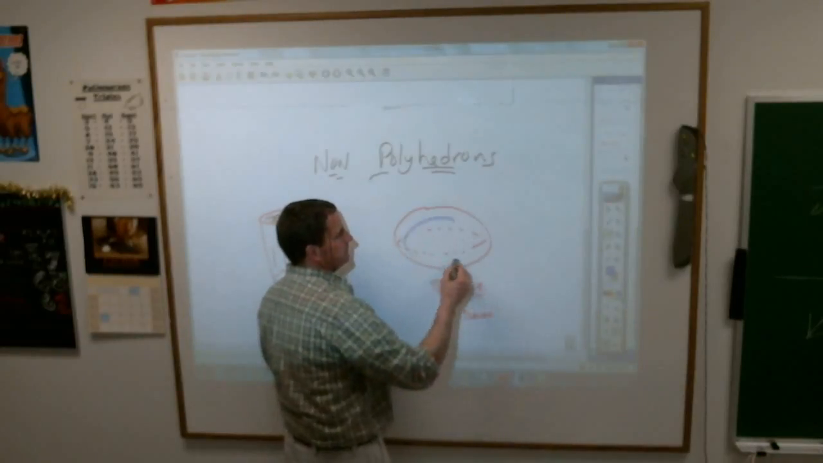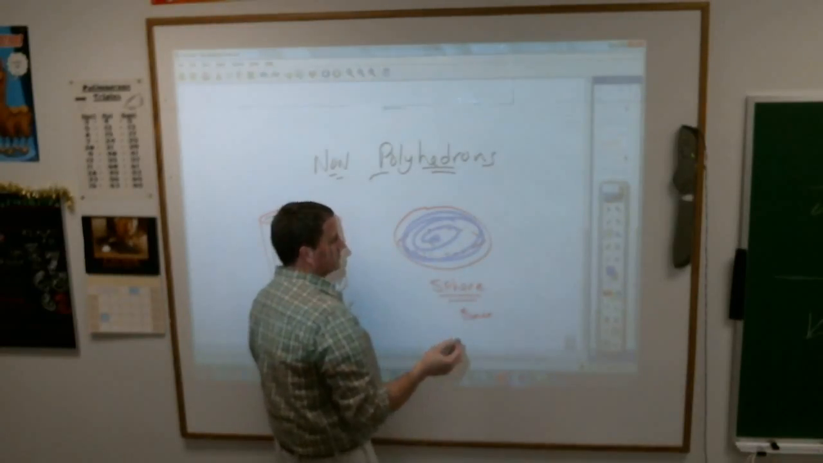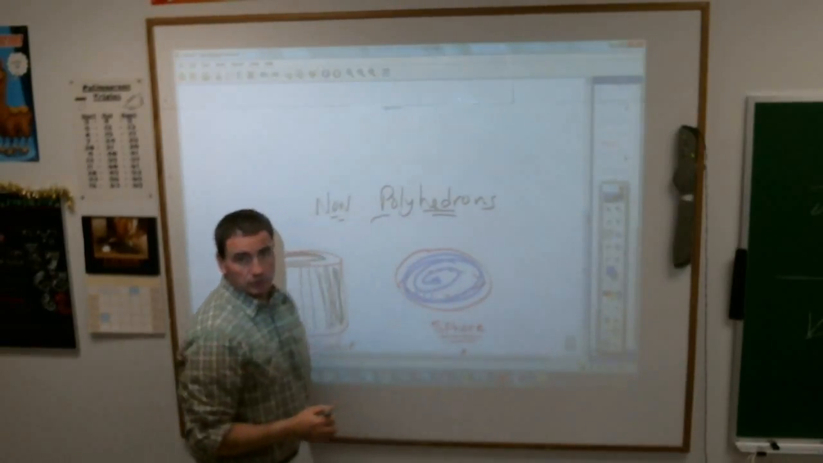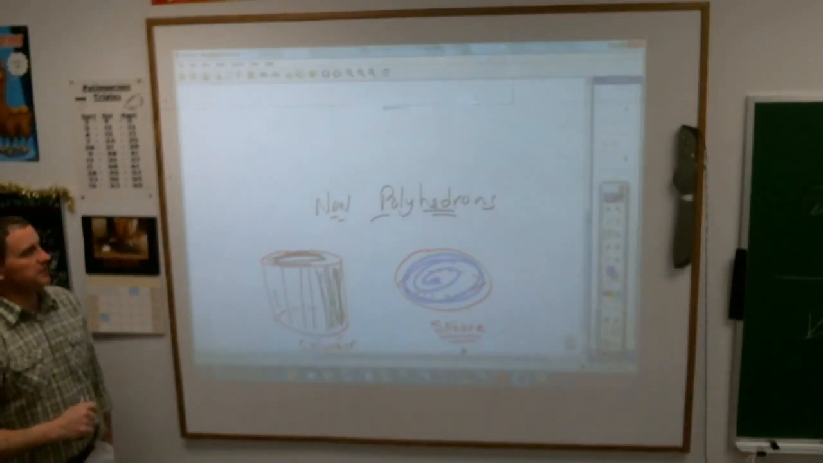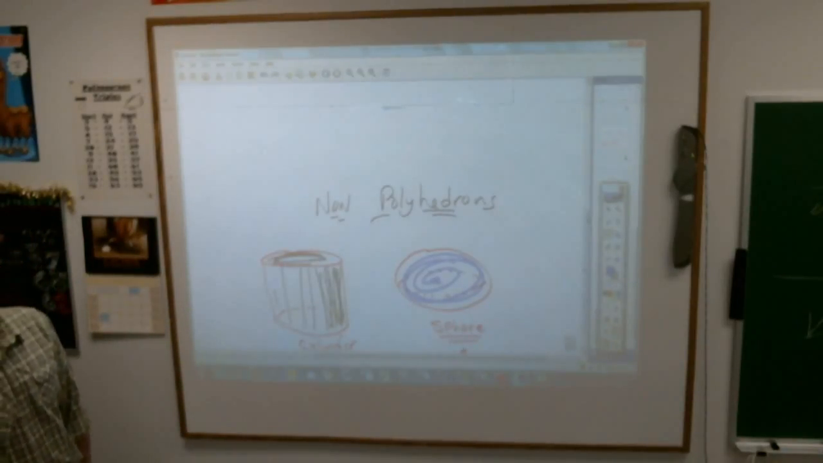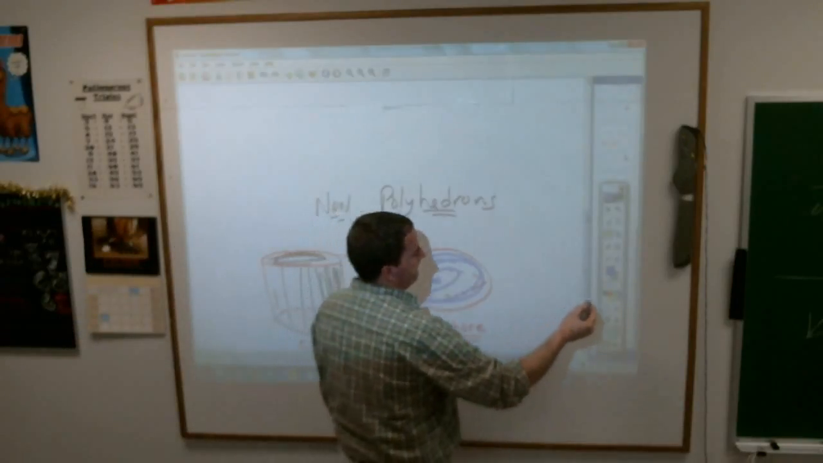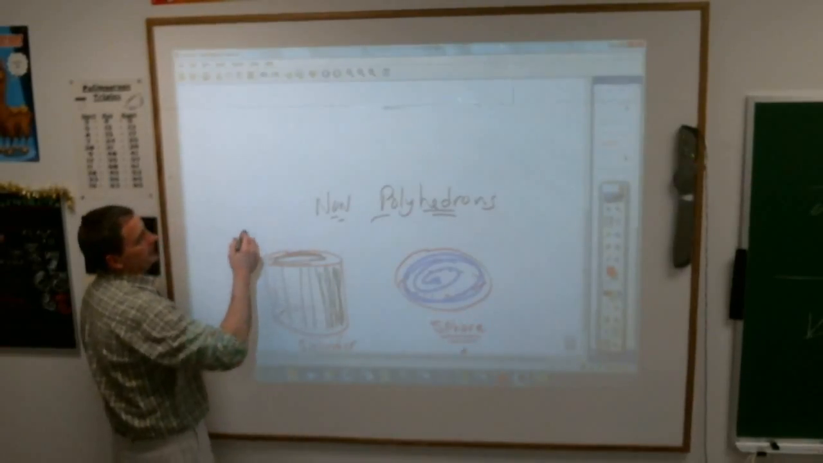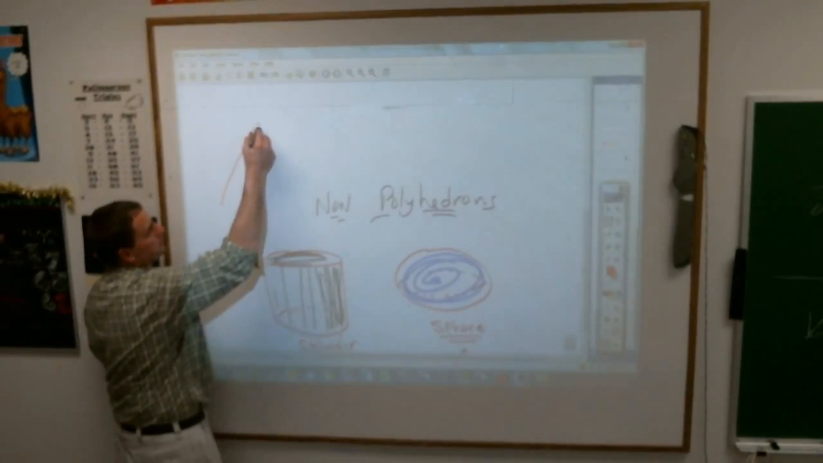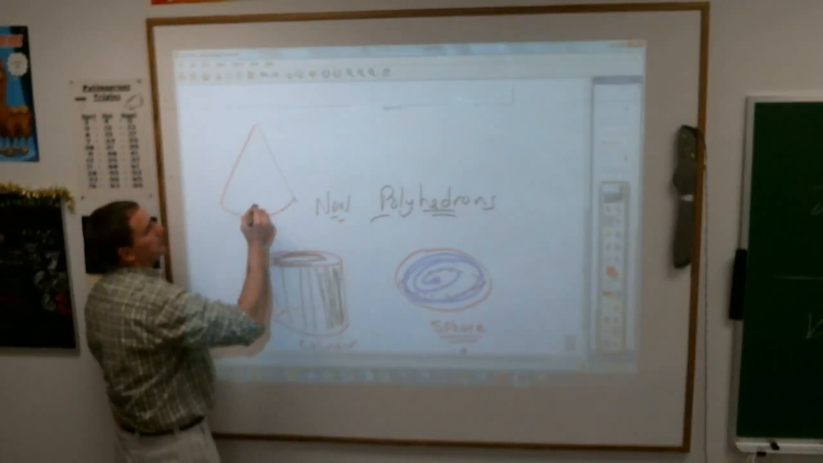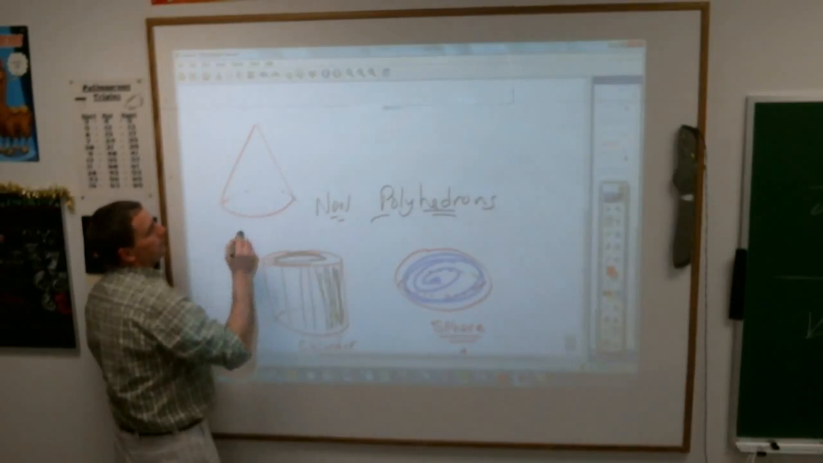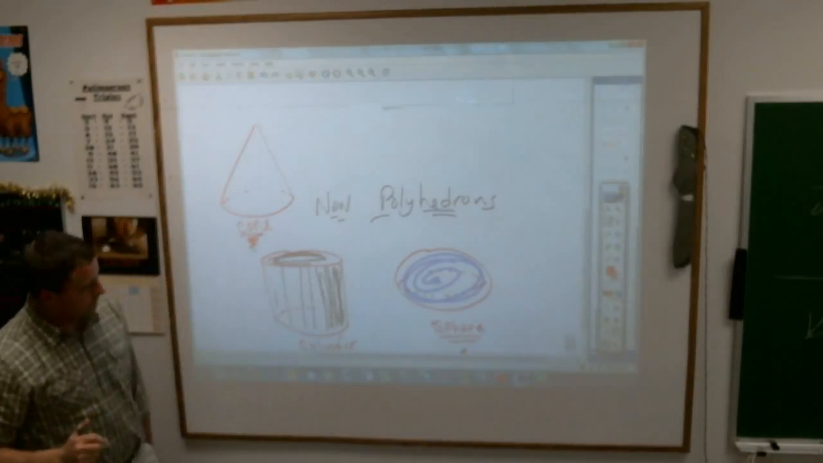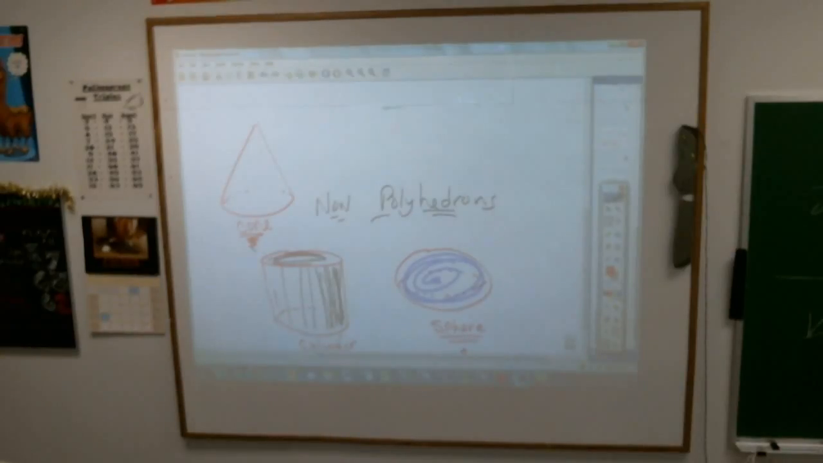So there's your sphere. And the last one we have, the last non-polyhedron round shape we have is the, Alex? No. The cone, the circular pyramid, if you will. The cone, whatever that thing is there.